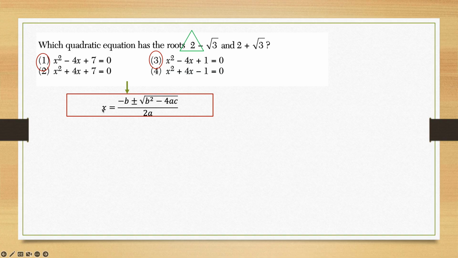Now we're looking at 1 and 3. Which one would work? Well, now I'm only worried about the part that says b squared minus 4ac. In fact, that actually has a really fancy name called the discriminant.